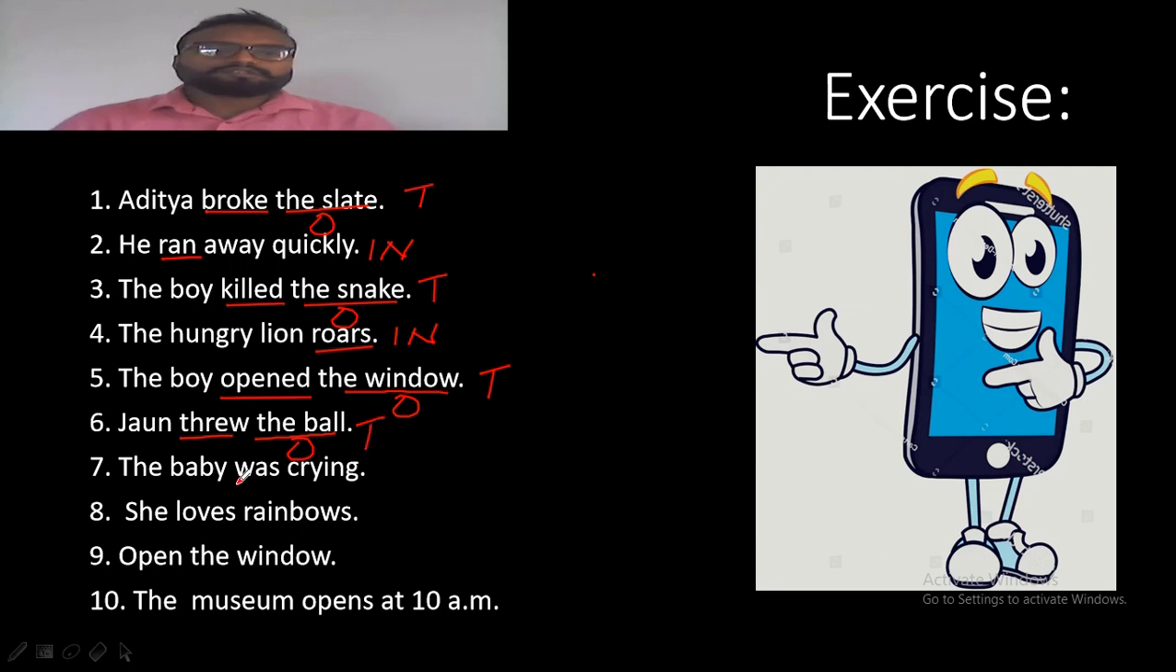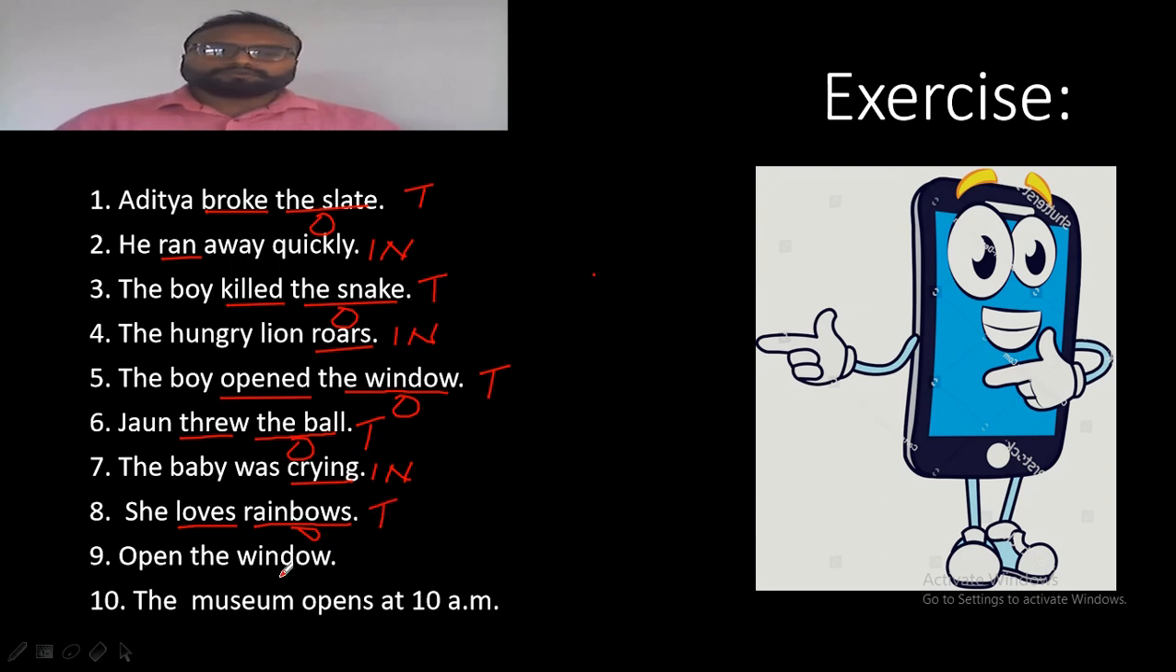The baby was crying. So here we have an intransitive verb. The effect of crying remains limited to the baby only, to the doer only, and therefore it is an intransitive verb. She loves rainbows. What she loves? Rainbows. We get the answer as rainbows. So rainbows is the object over here, and loves is a transitive verb.